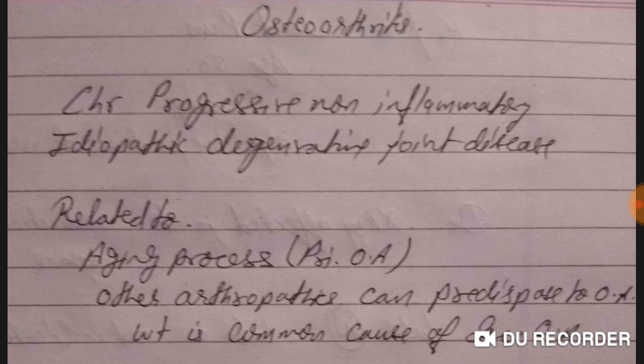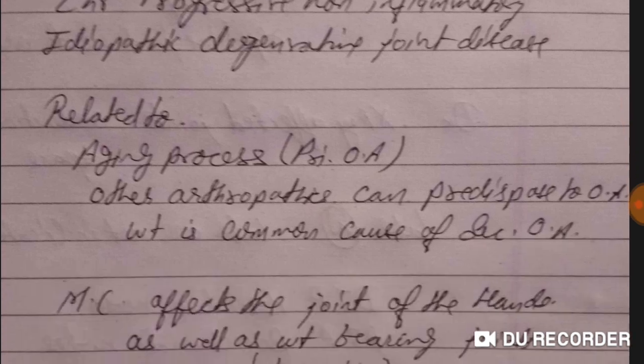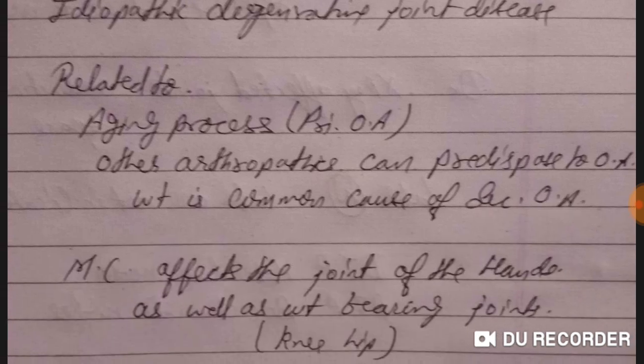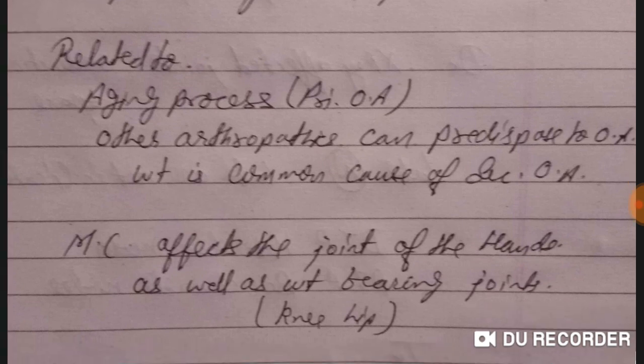Today we are going to discuss osteoarthritis. This is a chronic, progressive, non-inflammatory, idiopathic, degenerative joint disease, which is related to the aging process. With age, if osteoarthritis occurs, this is called primary osteoarthritis.